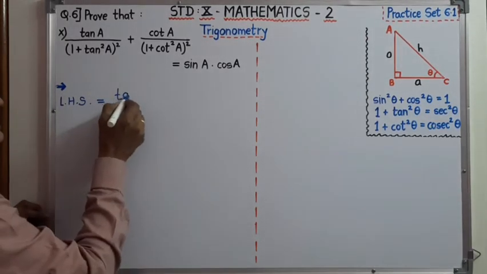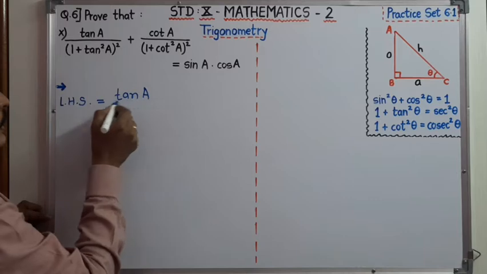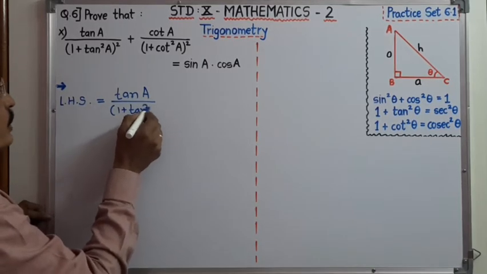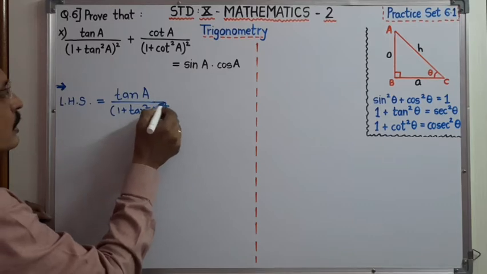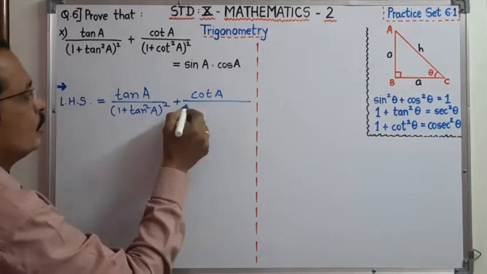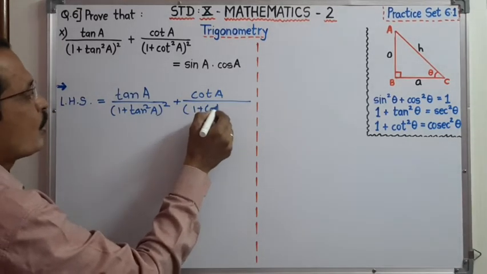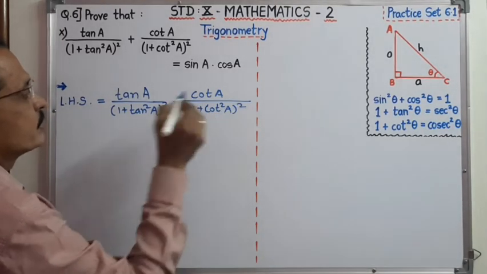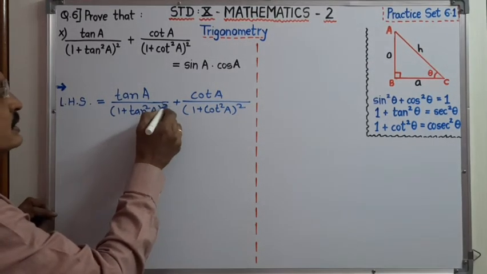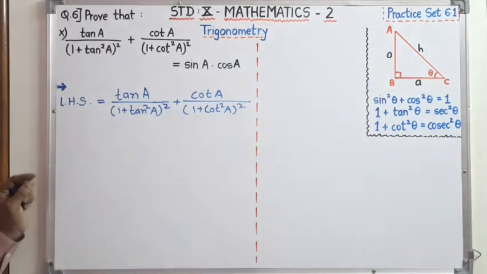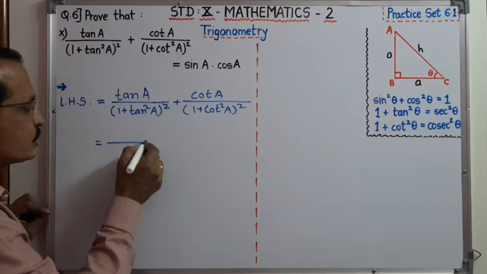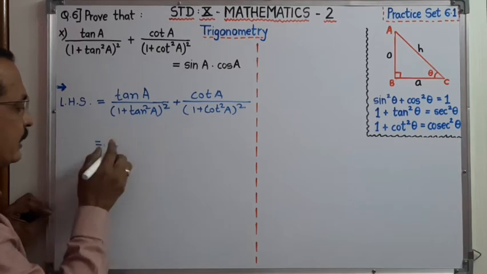For that purpose, see dear student, (tan A upon 1 plus tan square A) whole bracket square plus (cot A upon 1 plus cot square A) bracket square. Now dear student, this is the given, that means it is the left hand side. Now we have to solve this. For that purpose, what we have to write? See dear student, we have to use the identities.